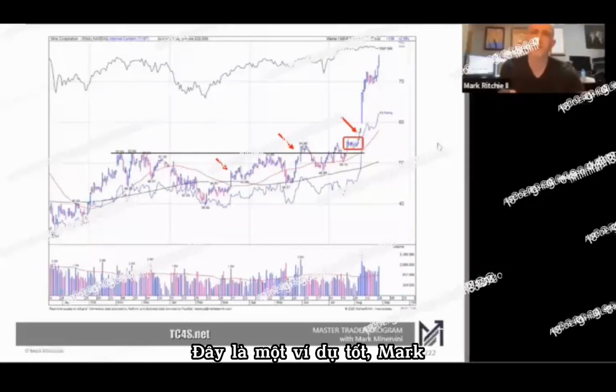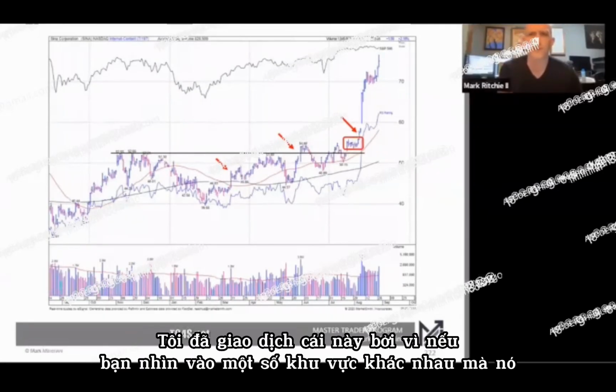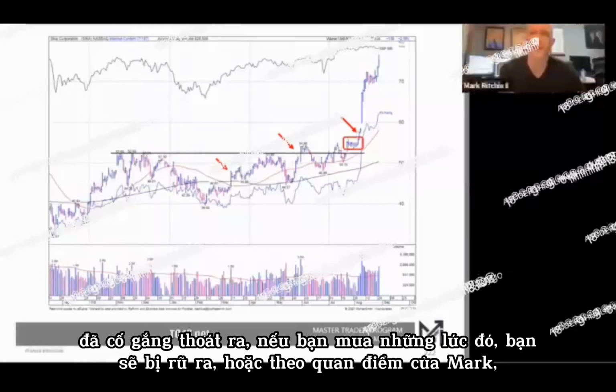This is a good example. This is a good example too, Mark, of where patience pays off. And I remember this name well. I traded this one because if you look at a few of those other areas where it tried to break out, if you bought those, you got rinsed out.